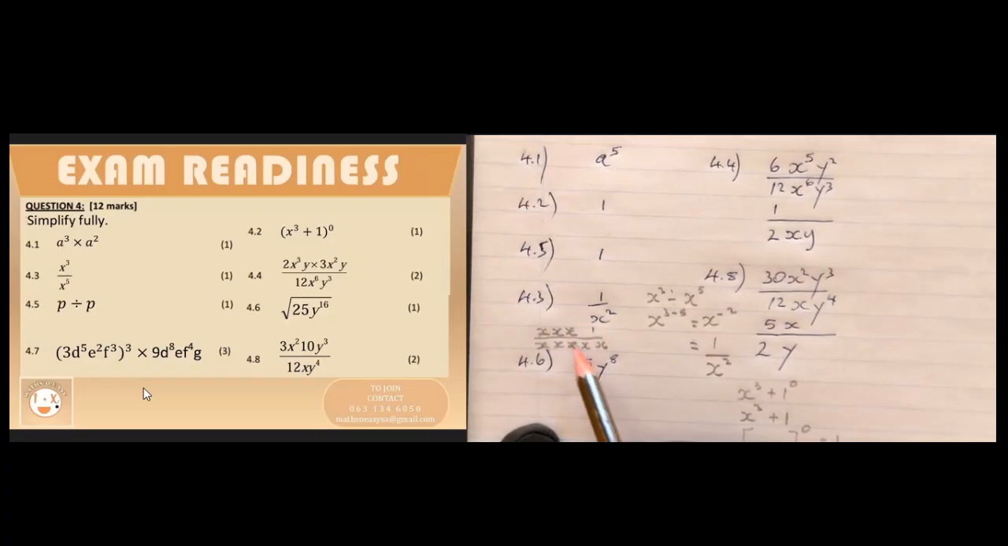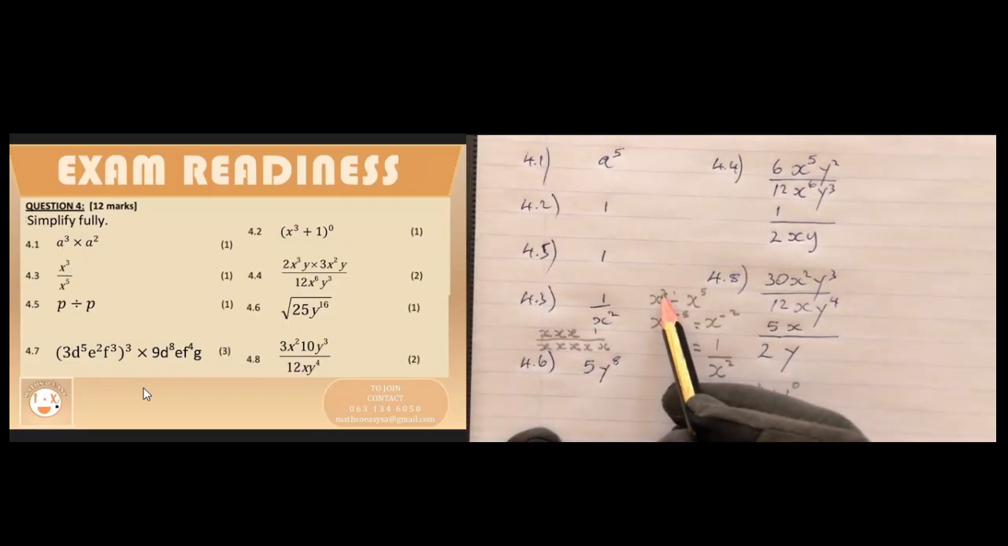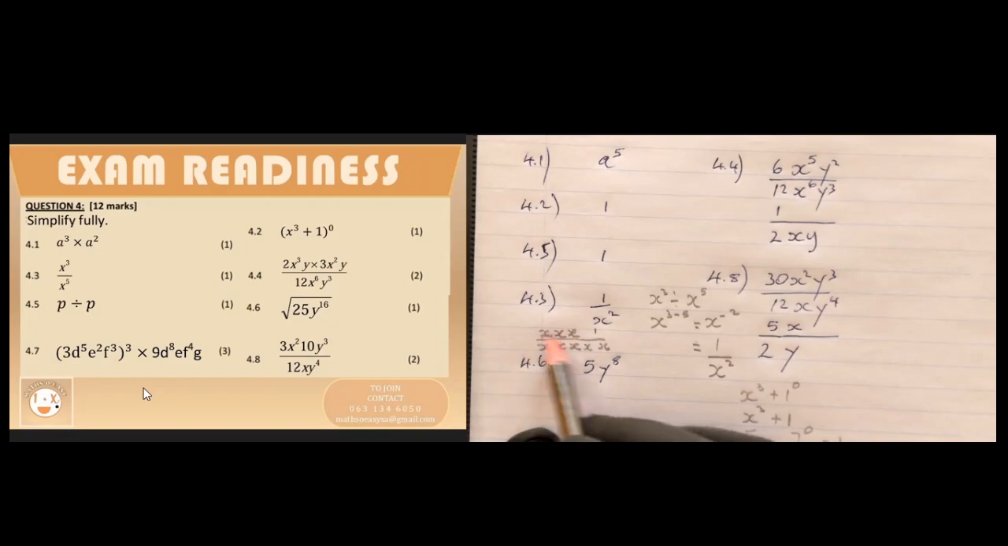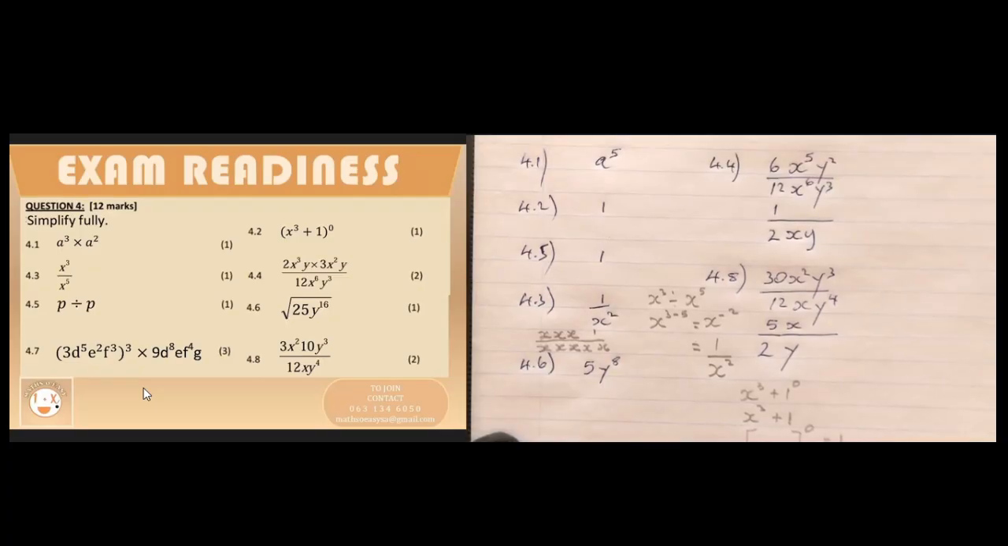But you can't do this for all of them. Because what if it was x to the 15? Are you going to do 15 of these on top? You don't. You must just know this rule. Okay. Law number 2. When you divide exponents to the same base, you subtract the what? The powers.